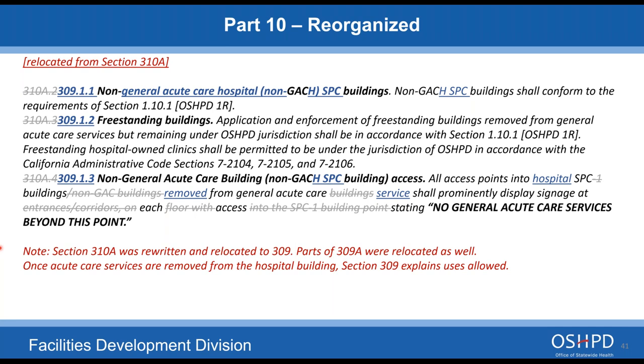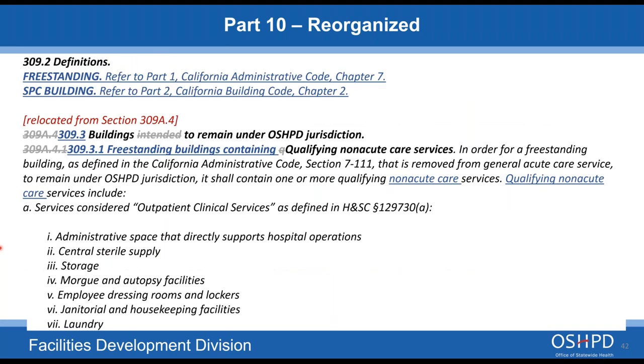And again, just to remind you that section 310A was rewritten and incorporated in 309 to just better align with a non-hospital use. For definitions for freestanding and SPC building, we're pointing back to part 1 and part 2 for definitions. And 309.3 is buildings to remain under OSHPD jurisdiction, identifying when freestanding buildings can qualify for non-acute care services. To qualify for non-acute care services, they must be considered outpatient clinical services. And as listed here, these are some examples of what would be considered outpatient clinical service. You have administrative space, central sterile supply, storage, morgue, employee dressing room and locker rooms, janitorial and housekeeping, and laundry.